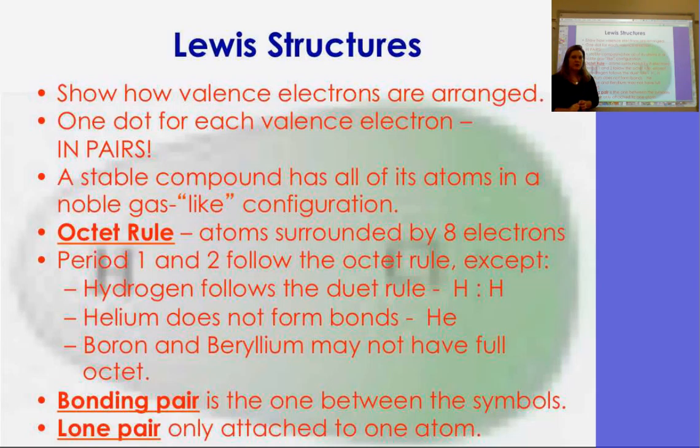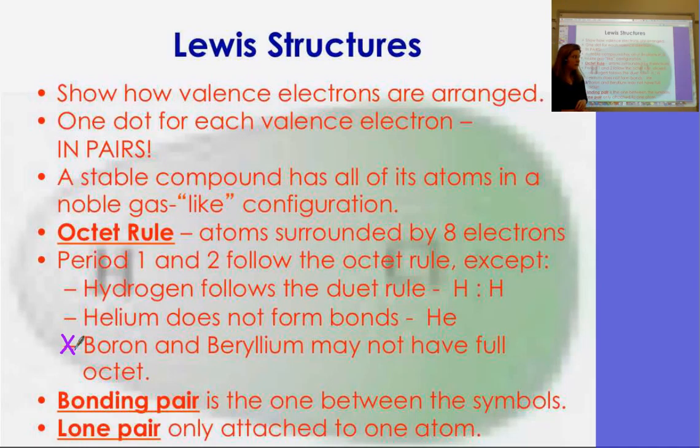A stable compound has all of its atoms in a noble gas-like configuration. So everybody wants to get to 8, that's the octet rule, except for hydrogen, which only needs 2. There's also an exception for boron or beryllium, but we won't ever get into the exception.